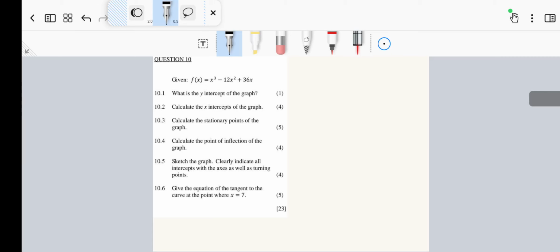Okay, we are back with some quick math. We are doing some cubic functions. This is grade 12 content. This is in preparation of paper 1.